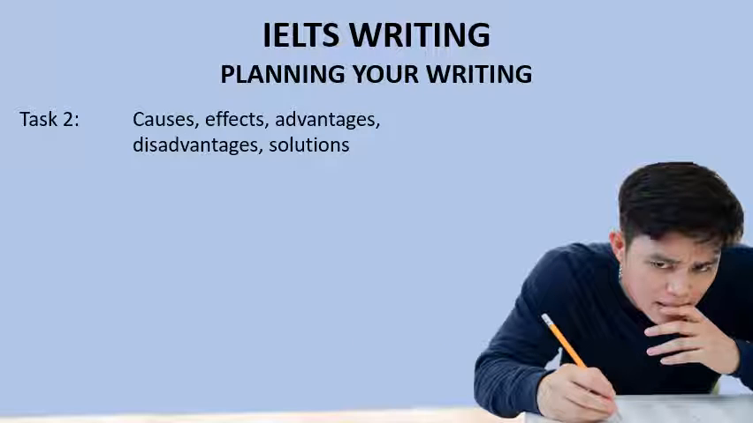For Task 2, make sure that you write causes and effects, and disadvantages and advantages and solutions where necessary. These will prove that your point of view is correct, and your main job is to persuade the examiner that your ideas are correct.